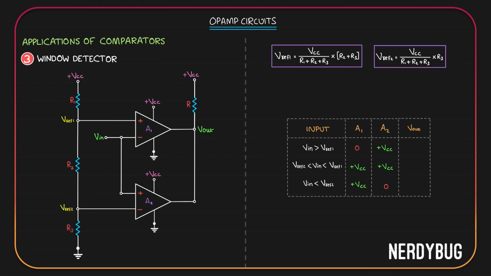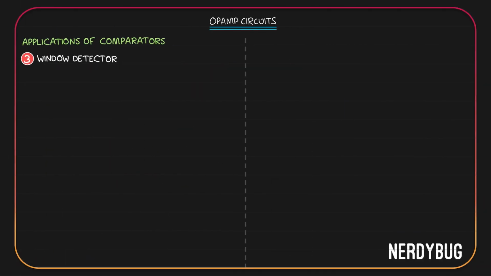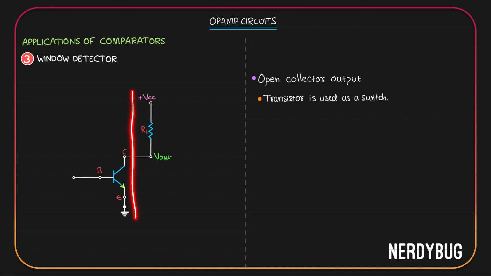Now, I said we'll go inside the op-amp, but we won't go any deeper. We will quickly look at what's actually happening inside the op-amp's output stage. Op-amps can have different kinds of output stages. For a window comparator, we will use an op-amp with the open collector type. Here, a bipolar junction transistor will be used as a switch. This much is inside the op-amp. This is the external resistor we connected between the output and VCC.